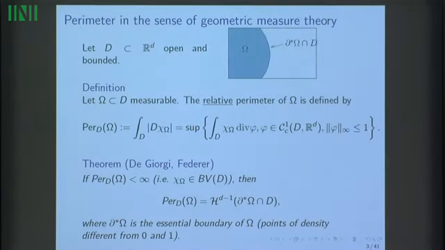And this is called the density, and so the essential boundary of omega is defined as a set of points where density is strictly between 0 and 1. Okay, so this is perimeter in the sense of geometric measure theory.